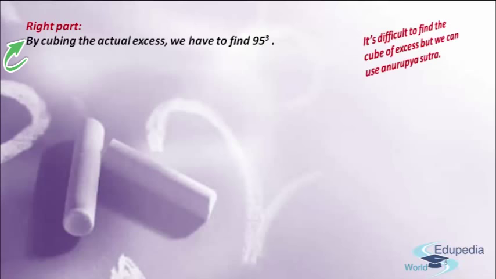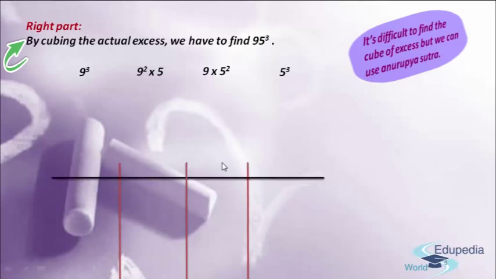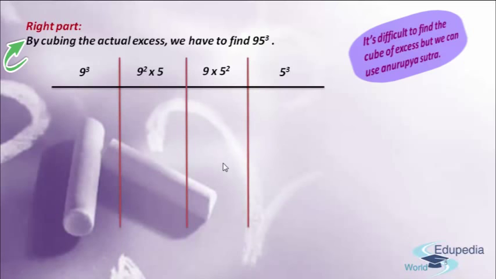By using this Edupedia Sutra, we can very easily find the cube of the given number, that is 95. By applying it, at first we have to write these 2 digits in the following manner. I have written 9 cube, 9 square into 5, 9 into 5 square and 5 cube. After writing these numbers like this, let us place some horizontal and vertical bars there.